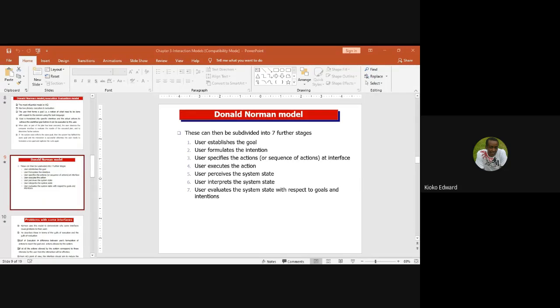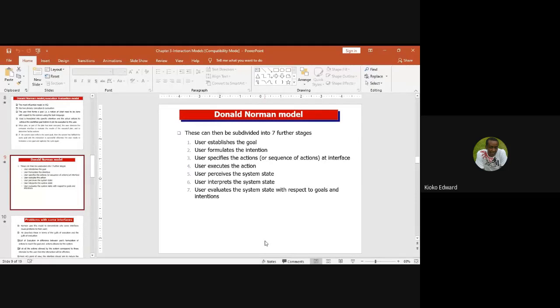If you look at those 7 stages, we are all talking about one participant. We are all talking about the user. We are not trying to talk about the system. And this has been the major weakness attributed to this model we call the Donald Norman model. All attempts in terms of execution, in terms of interaction, we look at them from the perspective of the user. We are not looking at interaction from the perspective of the system.